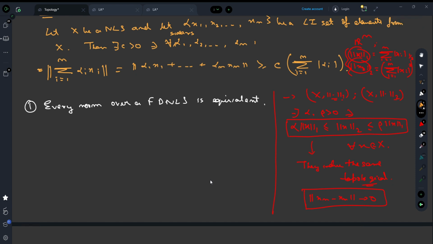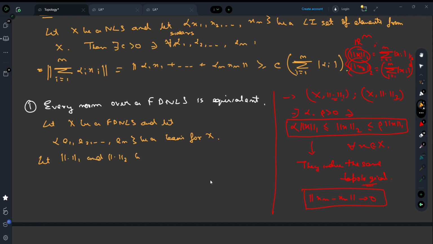Okay. So every norm over a finite dimensional linear space is equivalent. Let us prove this. Since it is a finite dimensional linear space, we can talk about the basis of it. Let X be a finite dimensional linear space, and let E1, E2 till En be a basis of X. Clearly, X has dimension n. Now, this set is a linearly independent set, so we can use lemma 1. We will use it later.